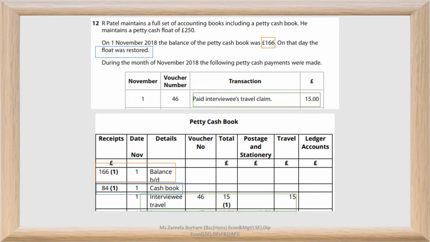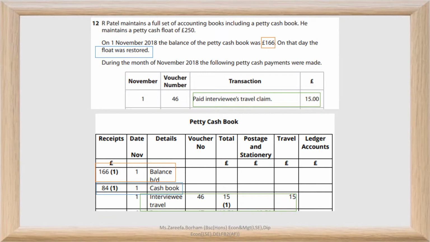Starting to enter these in the Petty Cash Book, first we should record the opening balance on the debit side since cash is an asset. This will be 166 in the receipts column. Next, the restoration of float will be the difference between 250 and 166, which is 84, which the petty cashier received. So, record this figure on the debit side as cash book because this money is released from the main cashier.